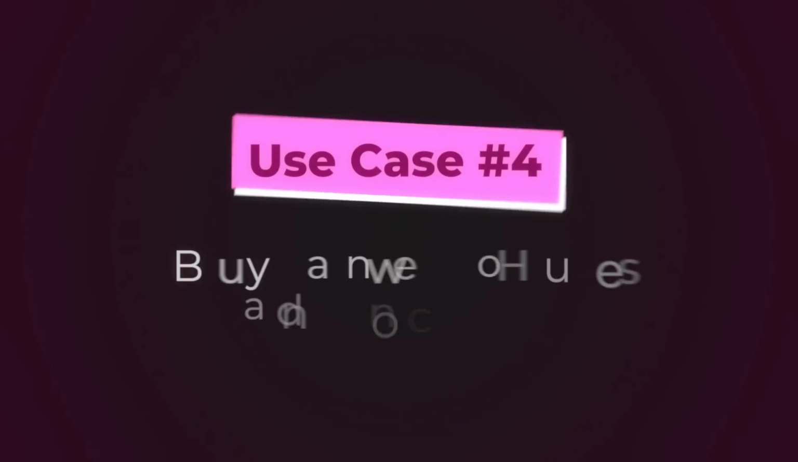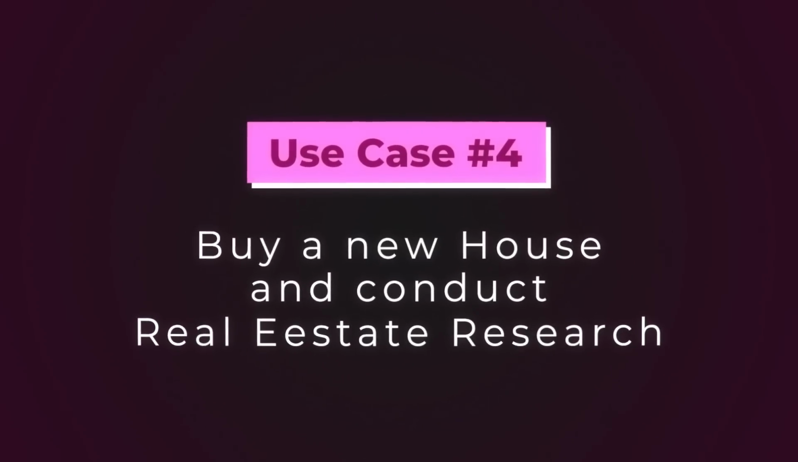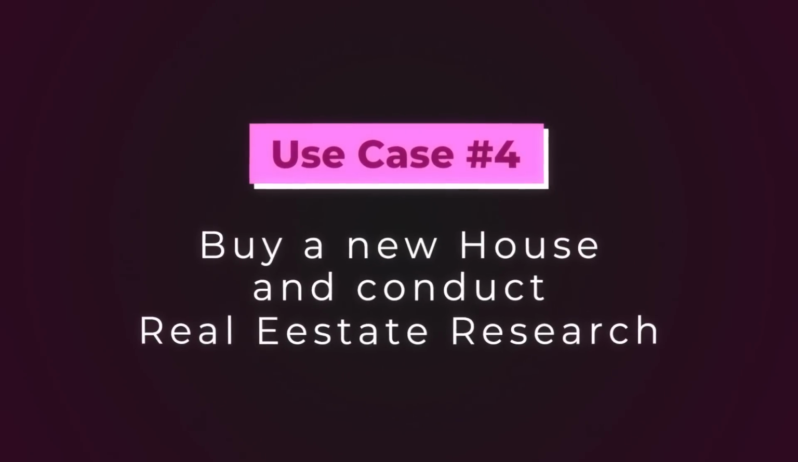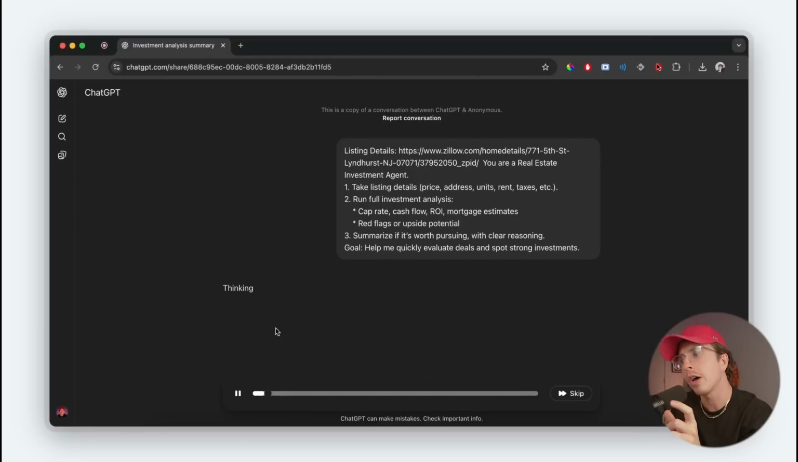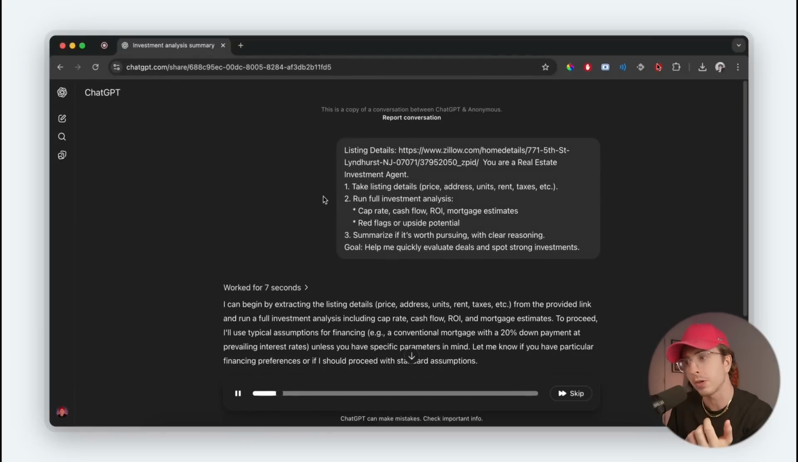Use case number 4. Use ChatGPT Agent for buying a new house and conducting real estate research. The real estate market is crazy, but I use ChatGPT Agent to help me evaluate properties for investments. The thing with real estate is you have to move quick, but I don't have time to evaluate every deal that I see. So here's what I do. I'll share the listing info and have it run an investment analysis on this property. I let it know what type of research I want. You can fill in the details, but this is the prompt that I use.